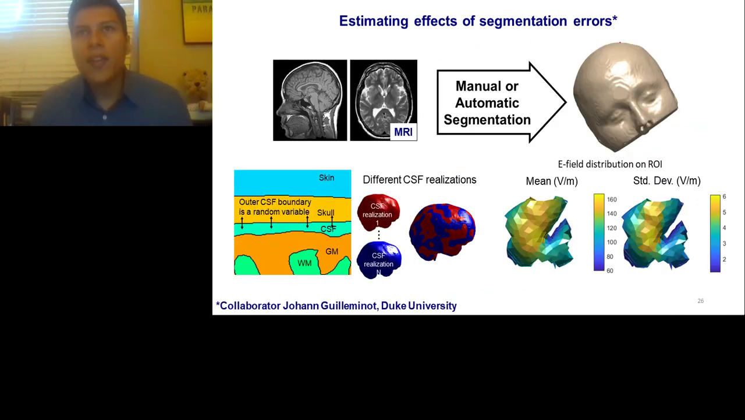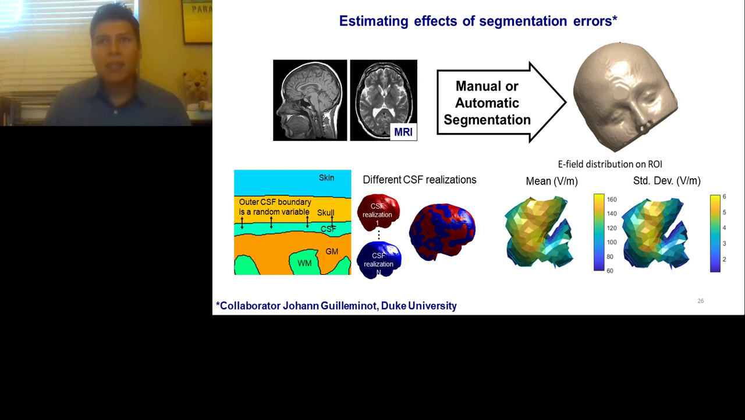Another thing we've been looking at is how observational errors affect the fidelity of our simulation outputs. As I said earlier, MRI images have movement artifacts, partial volume effects, and other sources of error. Furthermore, to generate a head model using these MRIs, they're typically passed through segmentation algorithms, and these segmentation algorithms can misclassify individual voxels, resulting in erroneous head models.